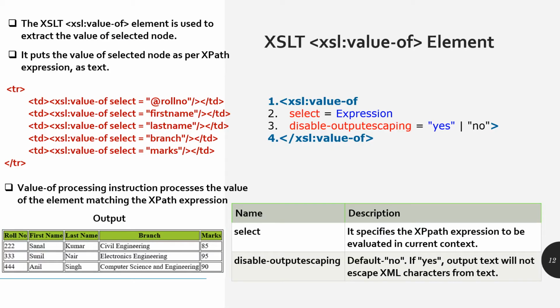In the case of XSLT value-of element, it is used to extract the value of a selected node.